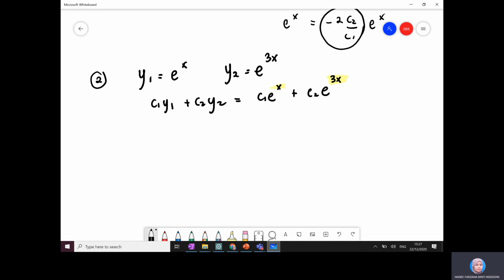So this expression will not become equal to 0 unless c1 and c2 themselves are 0. Can you see? c1 times e to the x plus c2 times e to the 3x will never become equal to 0 unless c1 and c2 are themselves equal to 0. So we say that y1 and y2 are linearly independent and they are not proportional to each other.